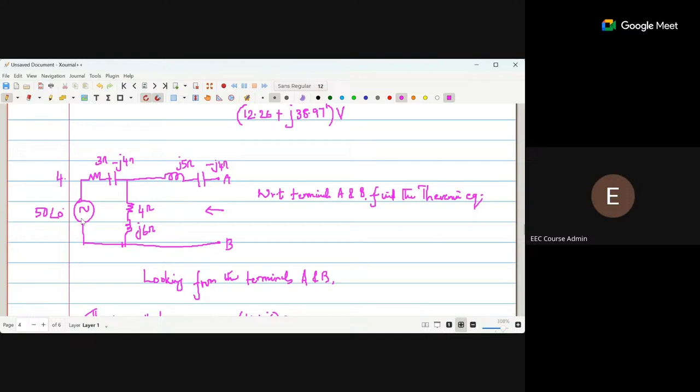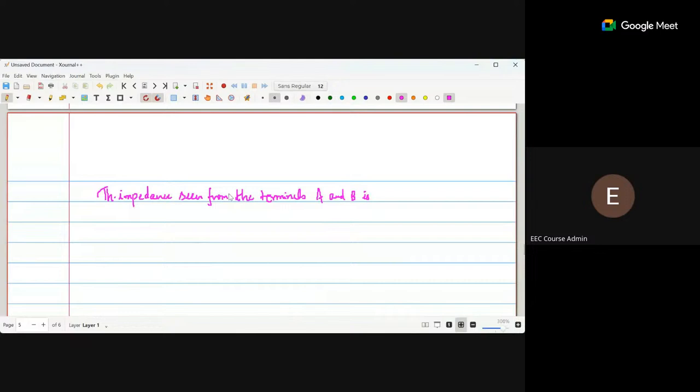Yes, ma'am. So you need to short circuit the 50 angle 0 volt voltage source.